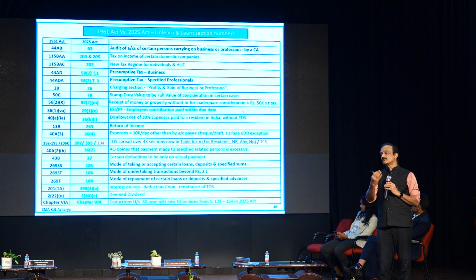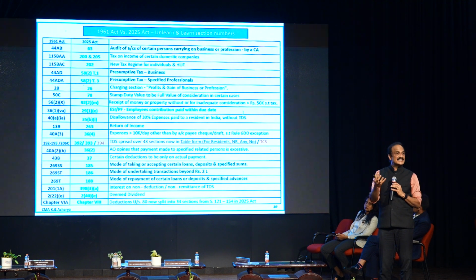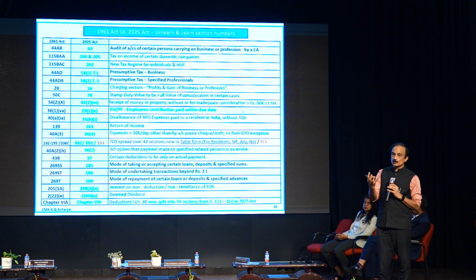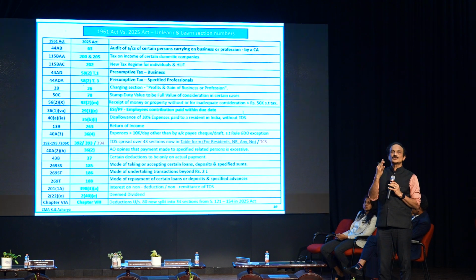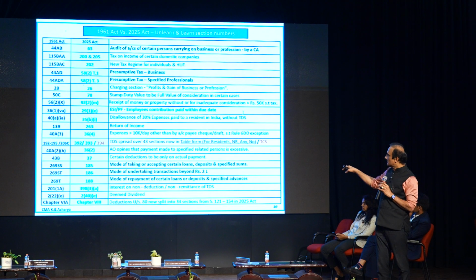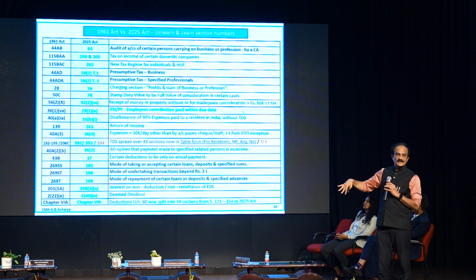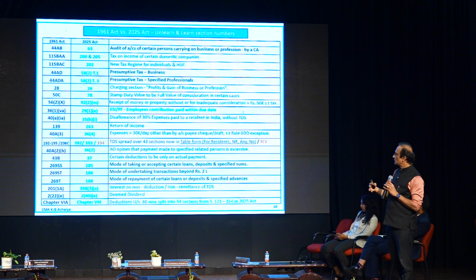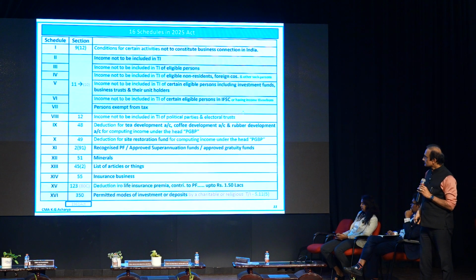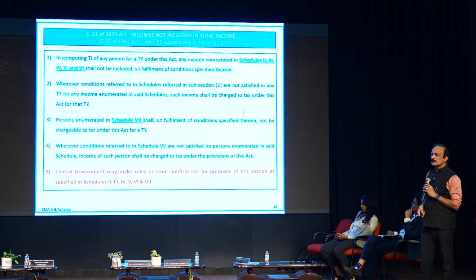Those of you who are familiar with the Companies Act, Section 185 of the Companies Act deals with the loans to directors, restriction on loans to directors. So for you, easy to remember, 269SS is on loans, and 185 of the new Income Tax Act is also on loans taken. 185, 186, 188. So there are 16 schedules in the new Income Tax Act, and what they have done is they have simplified Section 11, which was erstwhile Section 10.